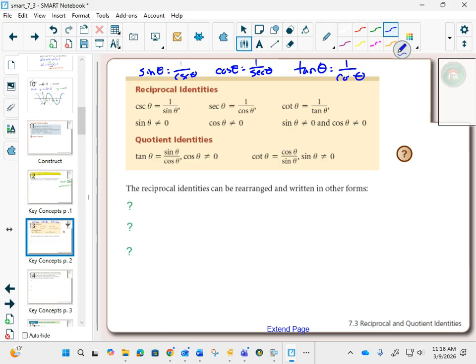You also have our big identity, we wrote it down before. Tan of theta is sine theta over cos theta, which means that cotangent theta, being the reciprocal of tan, is always cos theta over sine of theta.